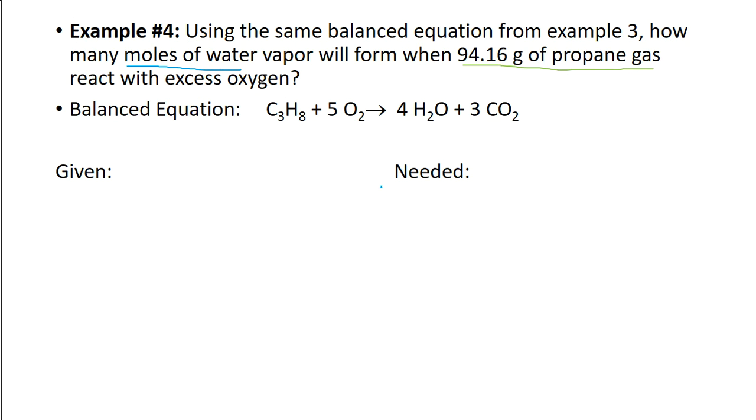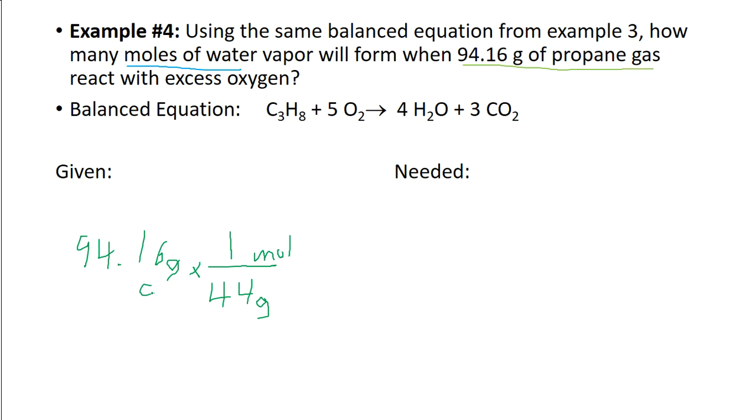So the given is 94.16 grams of propane. So I'll switch back to green. And to make that disappear, we need the periodic table. So we want grams in the bottom, and we want moles in the top, so that we can go mole to mole through the balanced equation. Whenever we use the periodic table, the number of moles is 1. And then we're going to add 3 times 12, which is 36, plus 8, which is 44. So that is 44 grams from the periodic table of propane, C3H8.